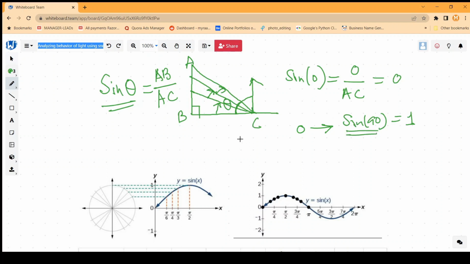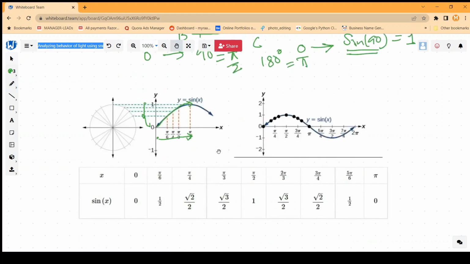So between 0 degrees and 90 degrees, and as we know 180 degrees is called pi, so 90 degrees is called pi by 2. So between 0 and pi by 2, the value of sine theta is going to increase like this between 0 and 1. Okay, so sine theta is going to increase and take values between 0 and 1 from 0 to 90 degrees. We can see that in the table here.